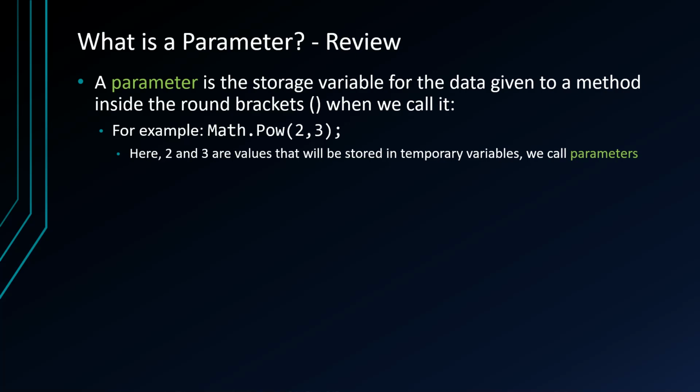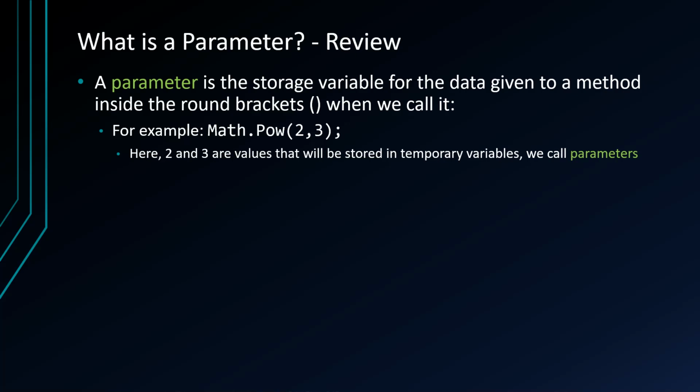Okay, a parameter is just a fancy name for a variable that a method uses to do its job. Okay, it's data that's required for the method to do its job. Pow, which calculates the exponent of a number, can't do its job unless it has both a base and an exponent given to it.